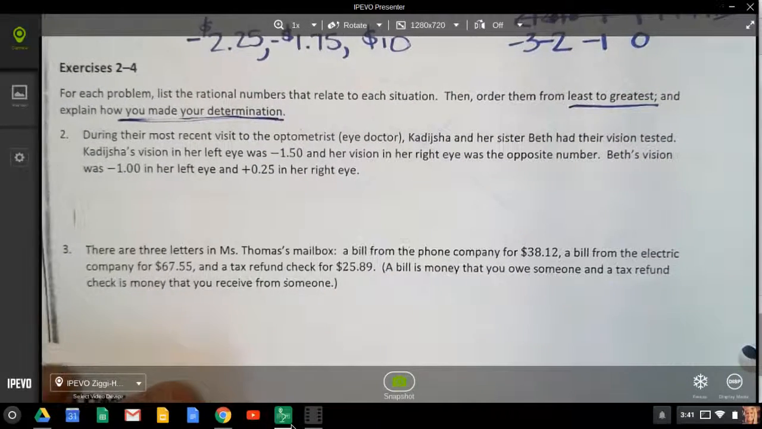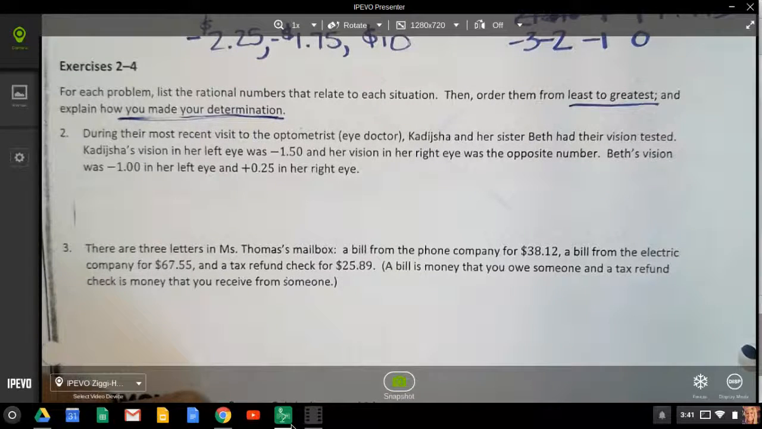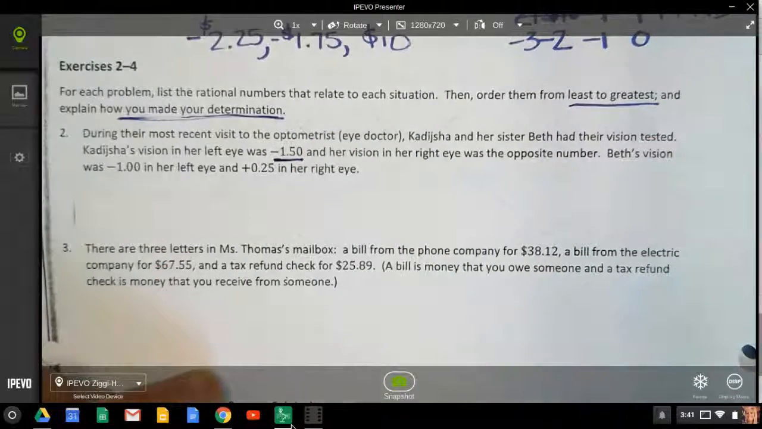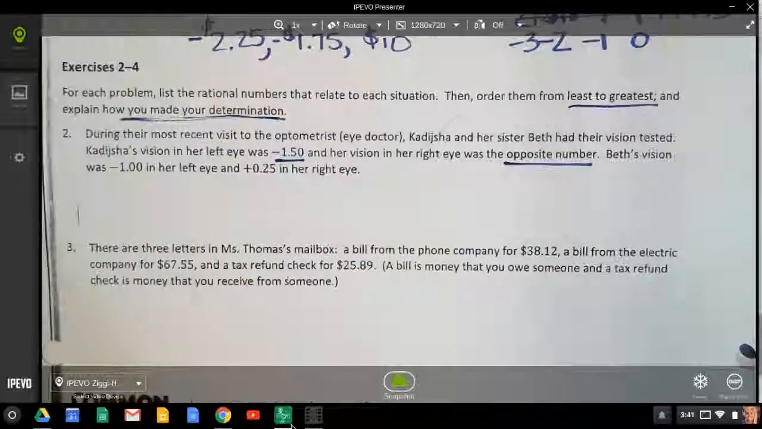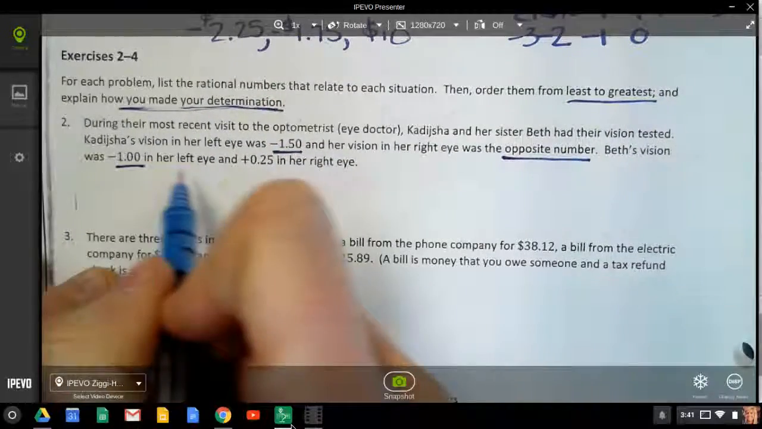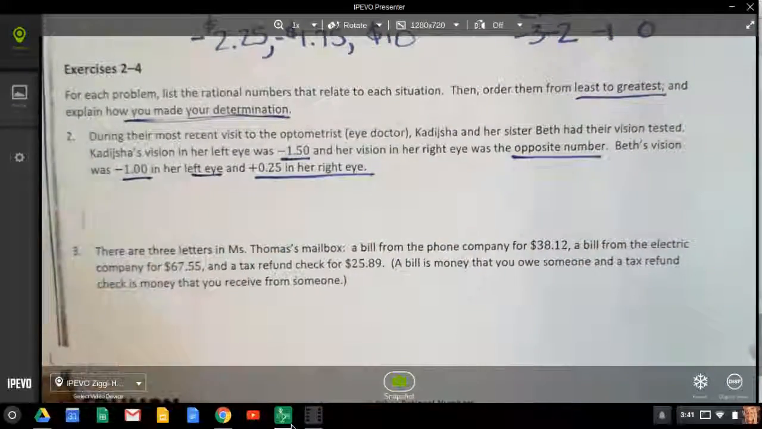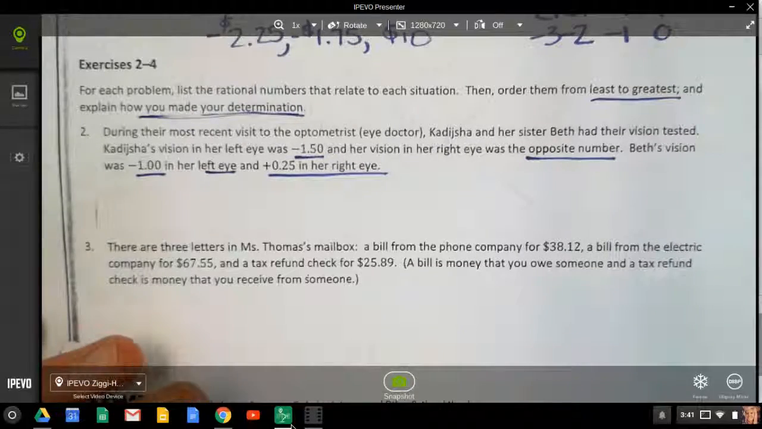So number 2, during the most recent visit to the optometrist, that's an eye doctor, Khadisha and her sister Beth had their vision tested. Khadisha's vision in her left eye was -1 and 50/100ths, and her vision in her right eye was the opposite number. Beth's vision was -1.0 in her left eye, and positive 2,500ths in her right eye. So right now we have to represent each of those rational numbers.